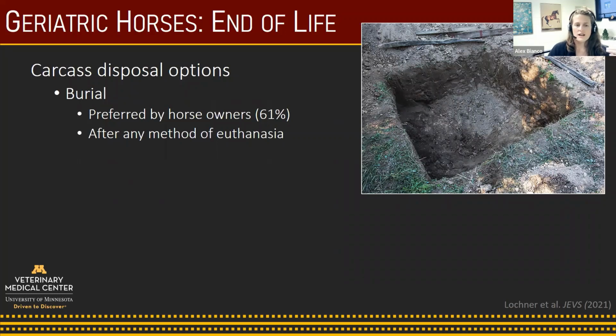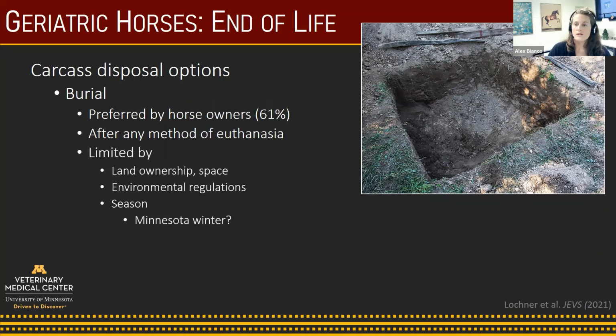The issue is that you can do it after any method of euthanasia, but it's limited by land ownership and space. So if you're at a boarding barn, it's unlikely that the barn owner is going to want everybody to bury their horses on the property. There's environmental regulations you have to follow. And in Minnesota, it's really important to know what the water table is. And that can really vary depending on what county you're in even.